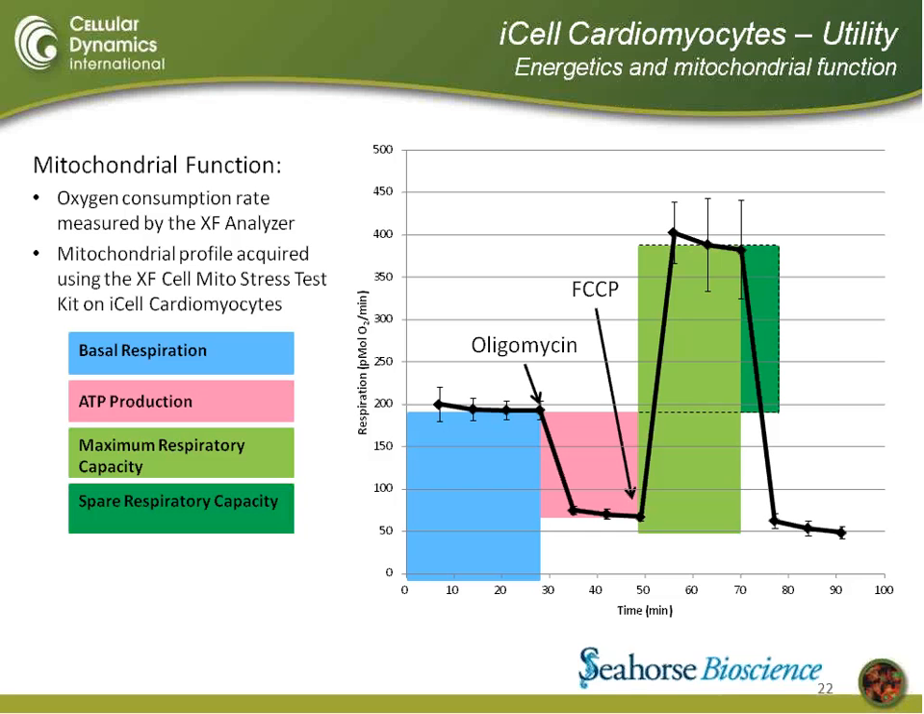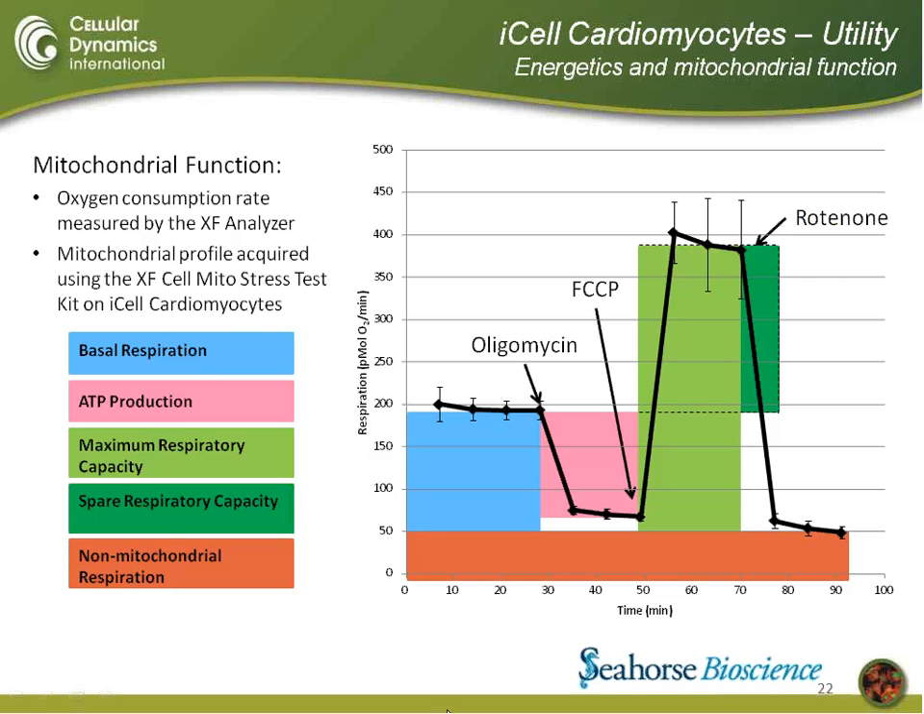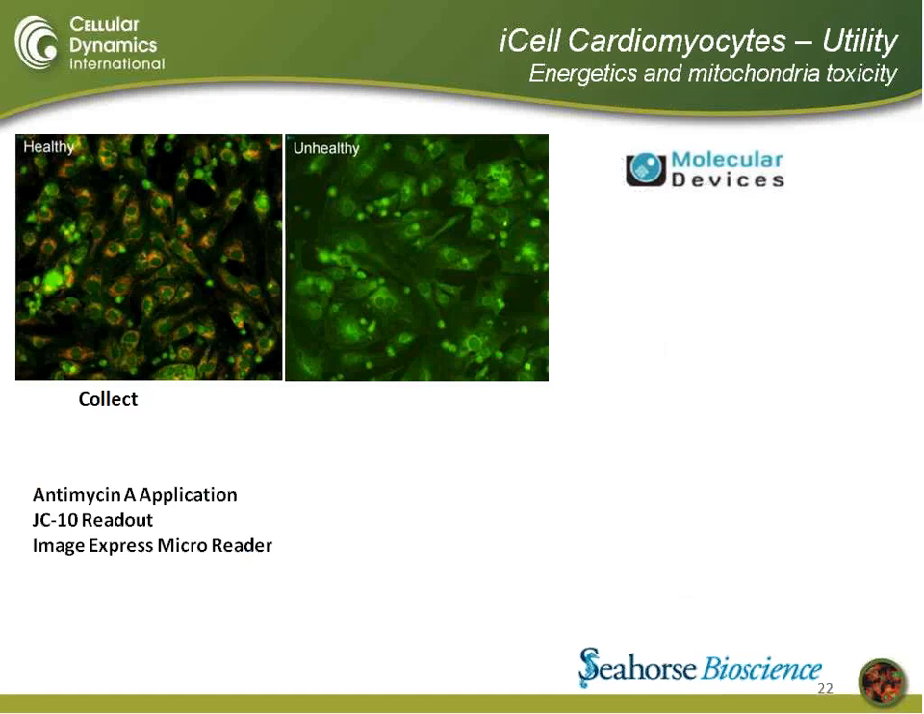Next, we hit it with rotenone, which blocks complex 1 of the mitochondrial electron transport chain. And so we're left with the non-mitochondrial respiration. And as you'll notice, we have a small gap here, and that can really assess the efficiency of the mitochondria and the protein leak across that membrane.